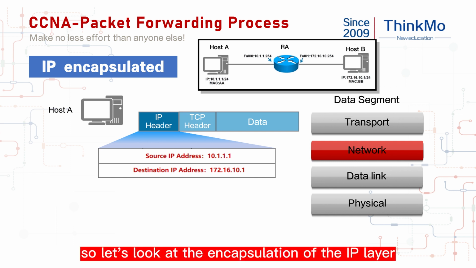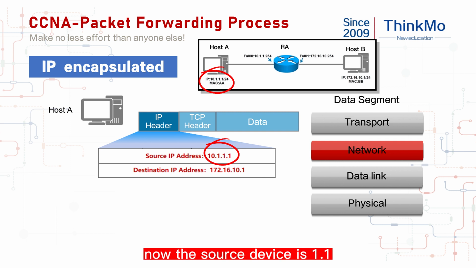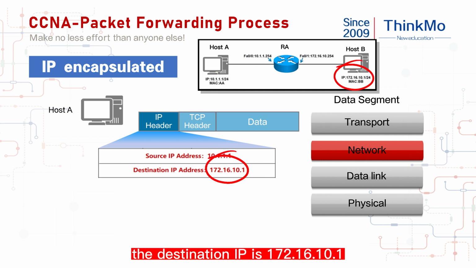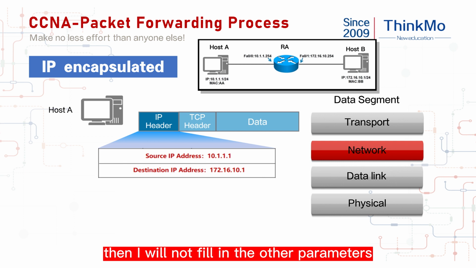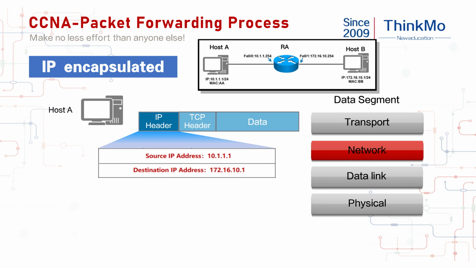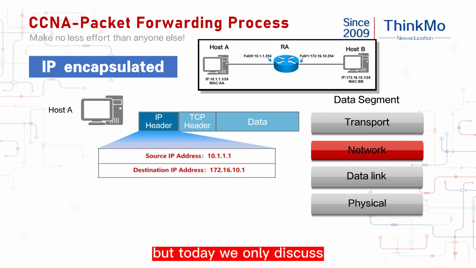So let's look at the encapsulation of the IP layer. Now the source device is 1.1. The source IP is yourself. The destination IP is 172.16.10.1. 3 layers are packaged. Very simple, so I will not fill in the other parameters. Certainly, there will be a protocol in the 3rd layer, indicating that the upper layer is TCP. This is when data is received from that device. But today we only discuss its address and port, some core parameters like this.